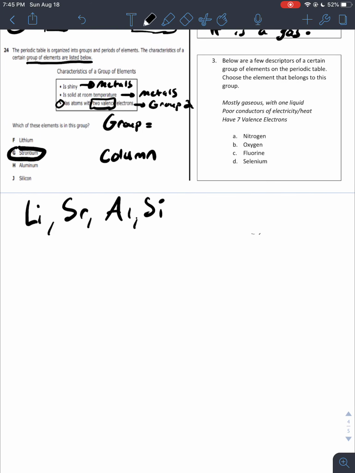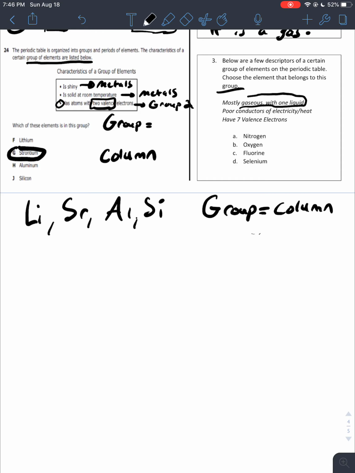You're going to get an opportunity to try number 3. Let's check it out really quick. Below are a few descriptors of a certain group of elements on the table. Choose the element that belongs to this group. Again, and this is going to be huge for us, group equals column. Mostly gas with 1 liquid.